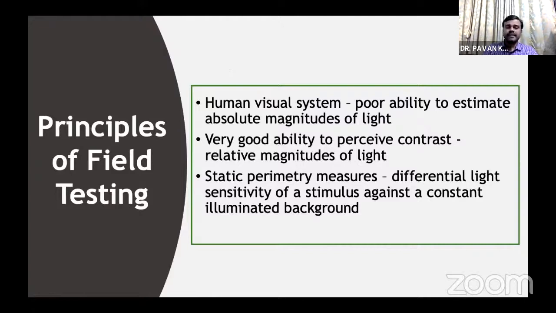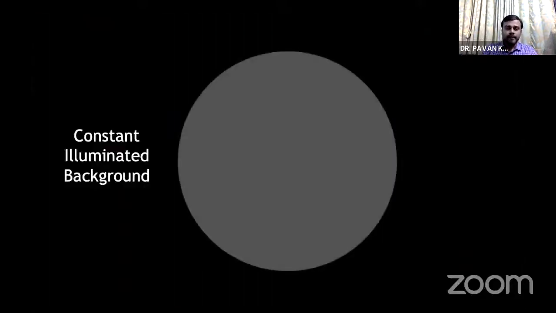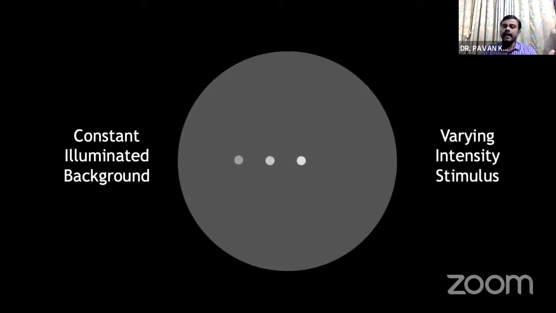The principles of visual field testing. The normal human visual system has a poor ability to estimate absolute magnitudes of light, but it has a very good ability to perceive contrast, that is, relative magnitudes of light. Static perimetry measures this differential light sensitivity of a stimulus against a constant illuminated background. There will be a constant illuminated background against which a varying intensity of light stimulus is projected, and the stimulus for which the patient response is recorded.